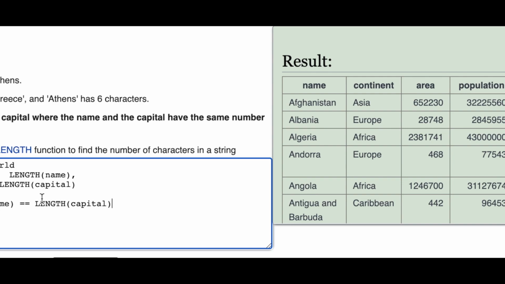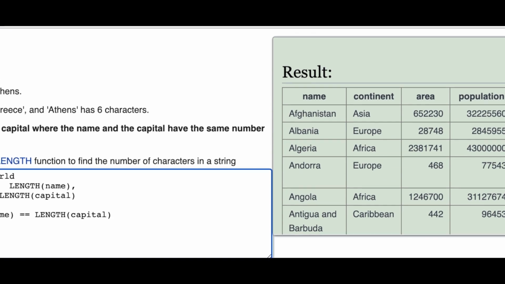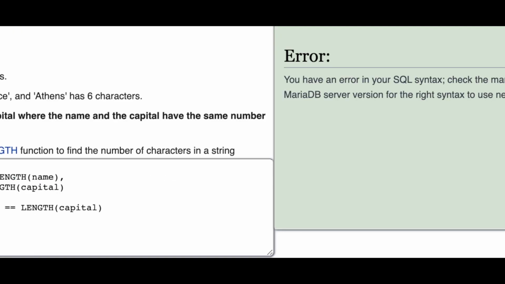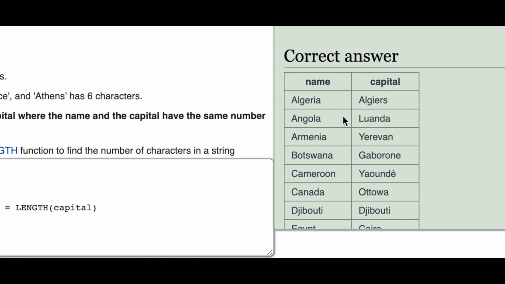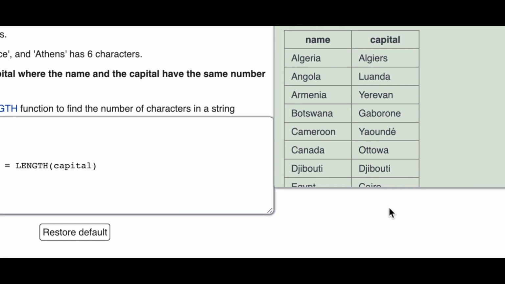Why does it say capital is not there? Name is there. So I think, let me give it a shot. Oh, okay, yeah. So we only have to show the name and capital, so we can remove the length. It was just an example. Okay, so we got the right answer, the name and the capital.